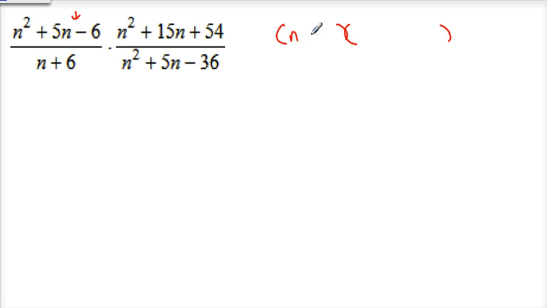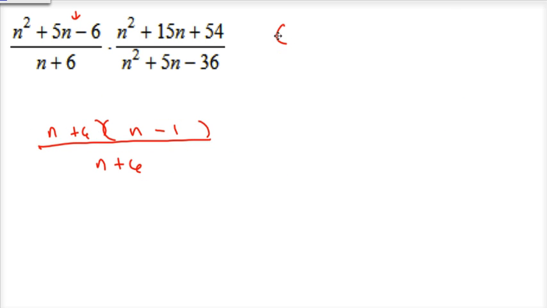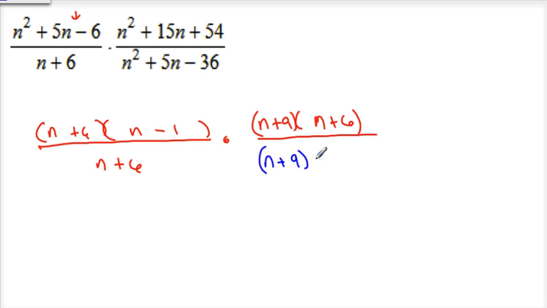n plus 6 and n minus 1. Okay. Over my denominator, which is just going to be n plus 6. Let me bring this here. Times my numerator here, n plus 9 and n plus 6, over n plus 9 times n minus 4.